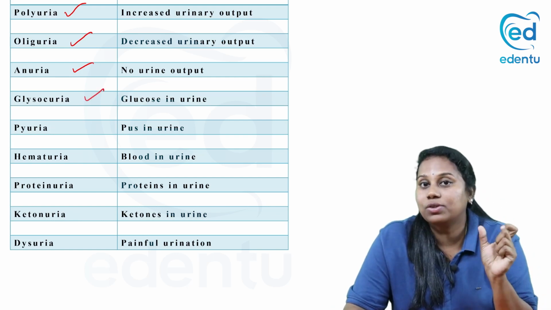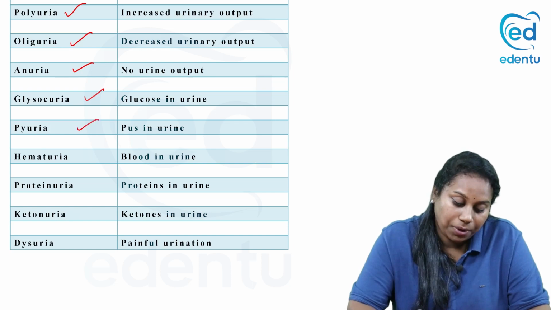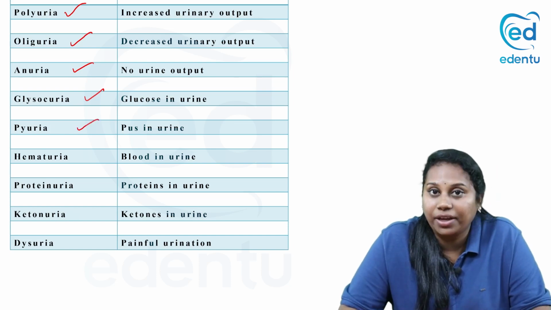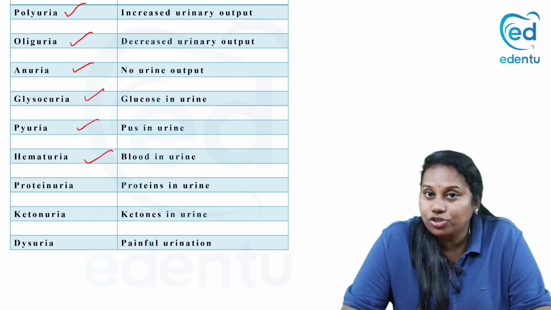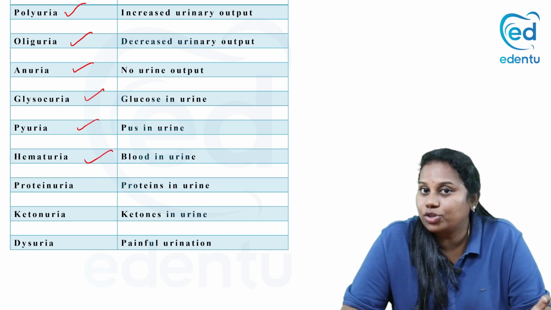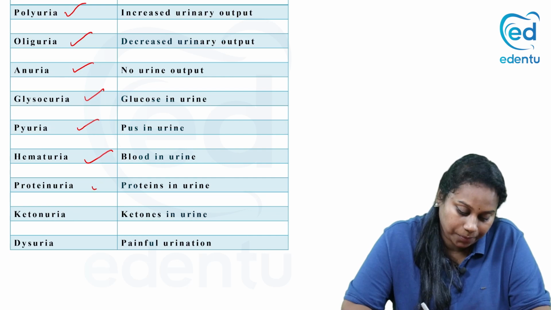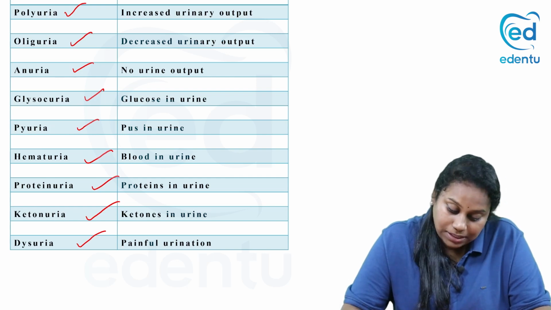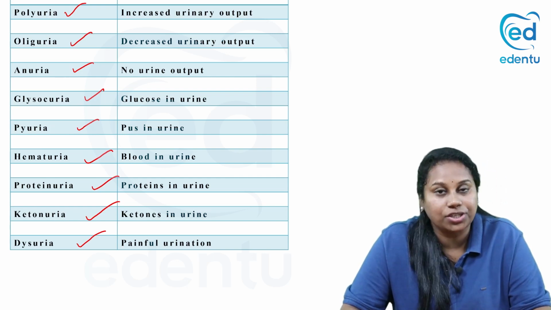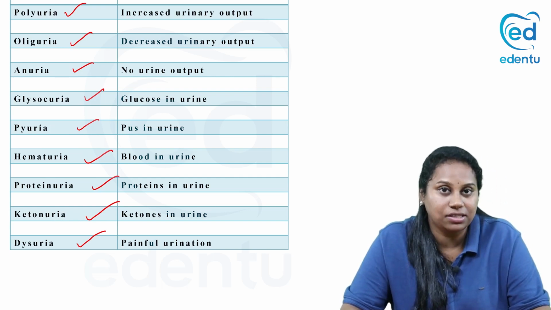Glycosuria. Glyco means glucose in urine. Pyuria. Pyo, anywhere pyo refers to pus. So it is pus present in urine. Hematuria. Hemat means anything related to blood. So blood in urine. Proteinuria. Proteins in urine. Ketonuria. Ketone bodies in urine. Dysuria. Painful urination. If you have pain during urination, it's called dysuria.